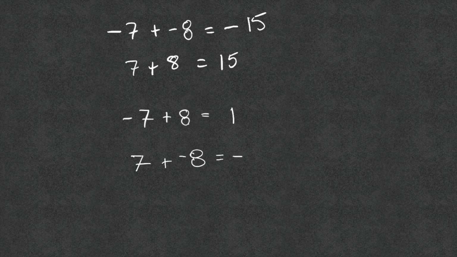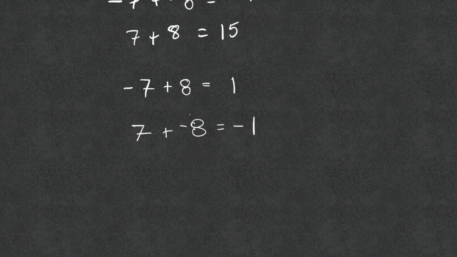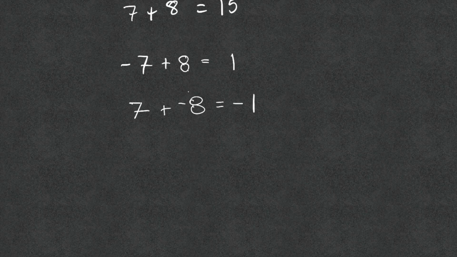Looking at the digits, 8 is a larger digit than 7. I know my sign is going to be negative. Do 8 minus 7, and that's negative. Again, when you have opposite signs and you're adding, you can ask yourself, which one is the bigger digit? Whatever sign that has, that's the sign of your answer.